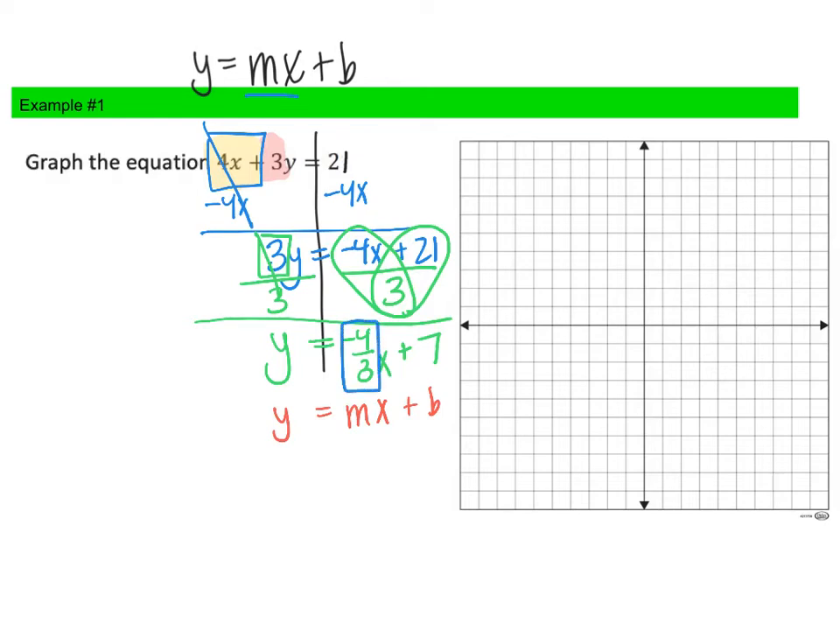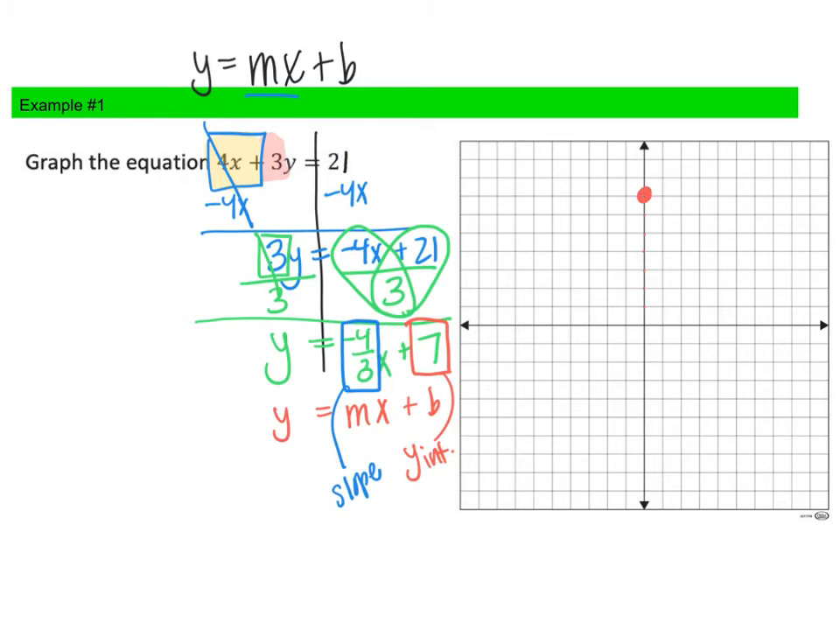So my slope is down 4 over 3. And my y-intercept is +7. So I'm going to graph this. I start with my y-intercept. So I'm at +7. So it's crossing the y-axis at 7. So I'm at 1, 2, 3, 4, 5, 6, 7. This is my first point.